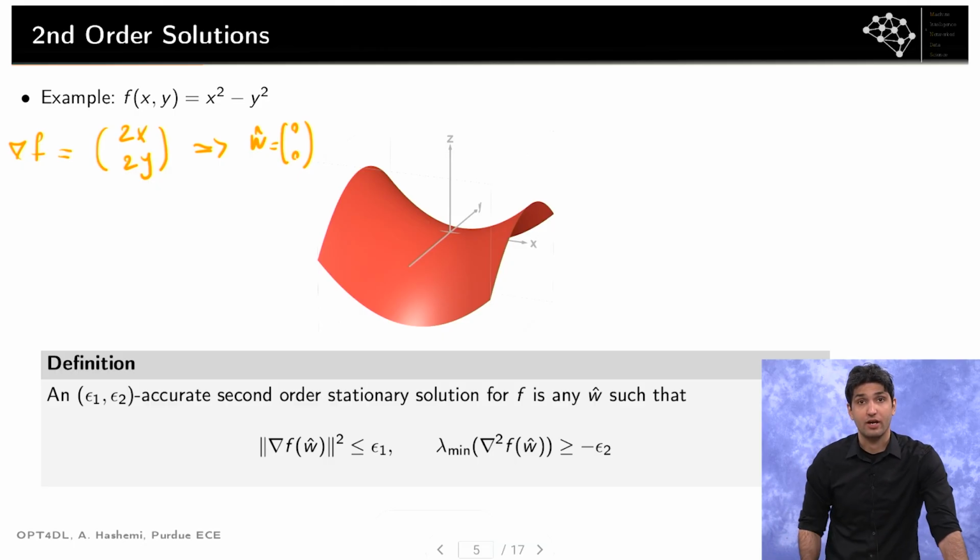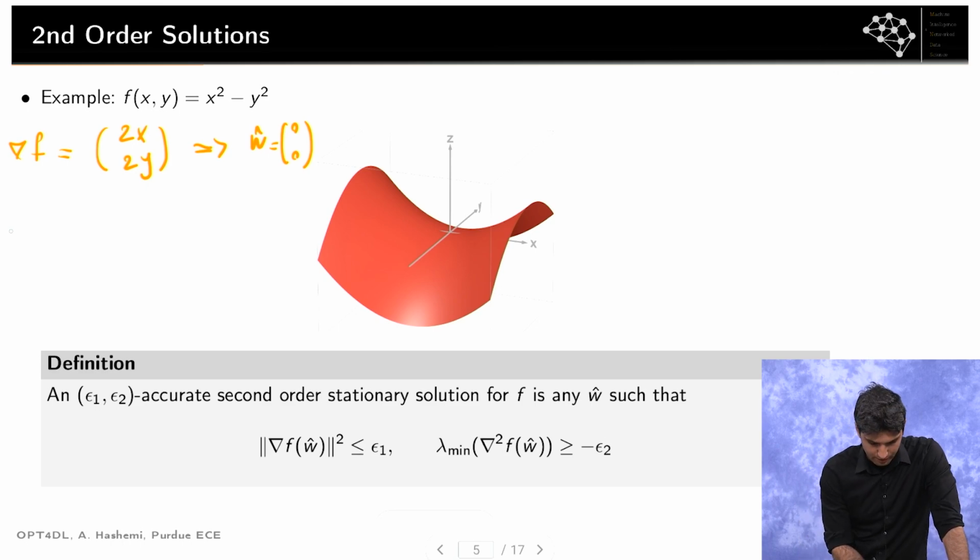Well, for that I have to look at the second order information. In multiple dimensions, that's basically the Hessian. So we have to calculate the Hessian, and that will be 2. Sorry, there is a minus here. It will be 2, 0, 0, minus 2.